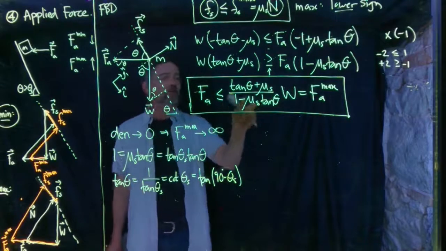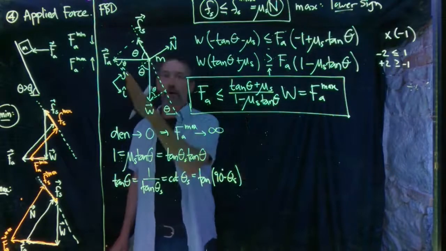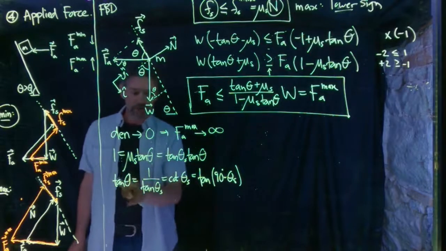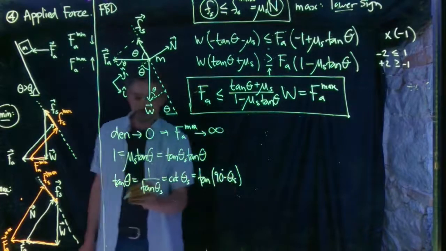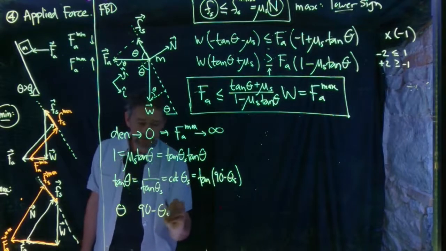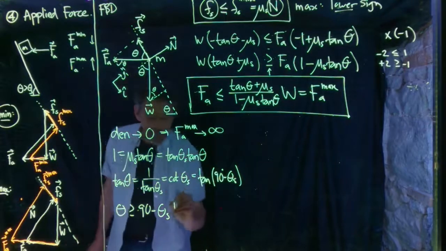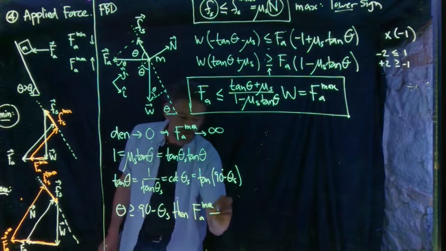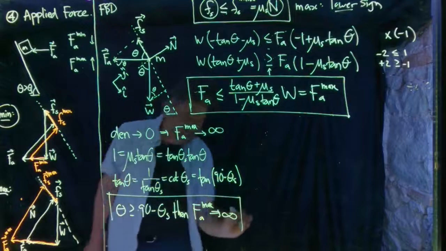Now this is really interesting. It's saying that this denominator goes to 0 and the applied force can just go to infinity. You can push as hard as you want and that thing will never slide up, will never accelerate up. If tan theta is equal to that, or theta is equal to 90 minus theta s, or of course steeper, so if theta is bigger than or equal to 90 minus theta s, then the maximum applied force is just infinite, equals infinity. So this is really cool.